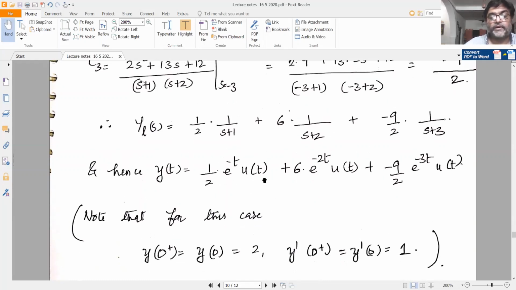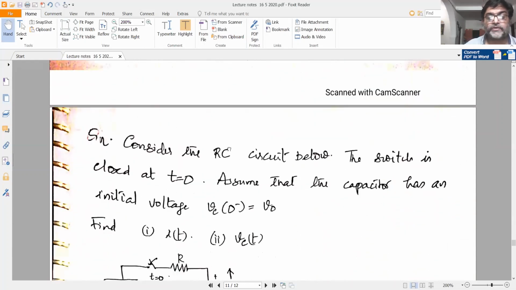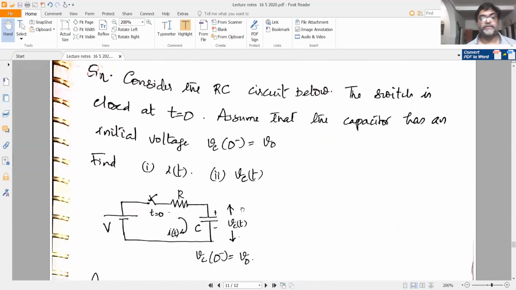Now, you had made your initial assumption that y of 0 is equal to y of 0 minus. And you will also see that y of 0 plus is also equal to y of 0, and y dash of 0 plus is also equal to y dash of 0. Okay. So we'll move on to the next question, where you have an RC circuit.